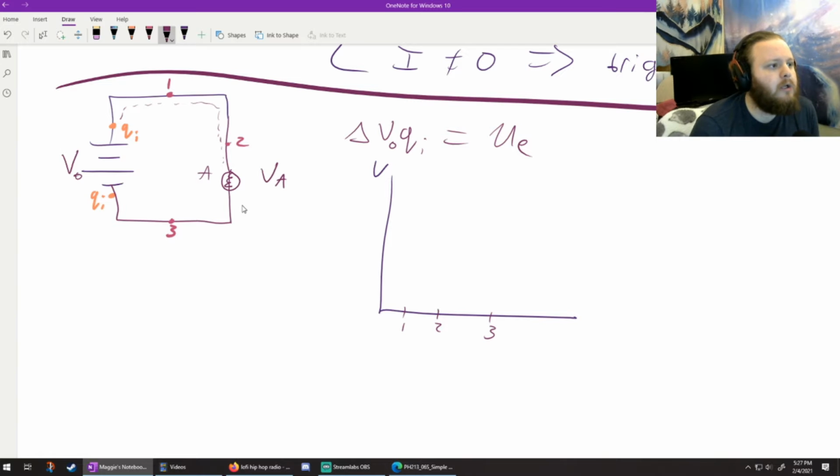So at 1, my little charge q_i is going to have some amount of potential. Call it V naught. It's got V naught worth there, right? It's fresh out of the battery. It's ready to conquer the world. What's going to happen as I get to 2? Well, at 2, I haven't encountered anything, right? So I still have a potential of V naught at point 2.